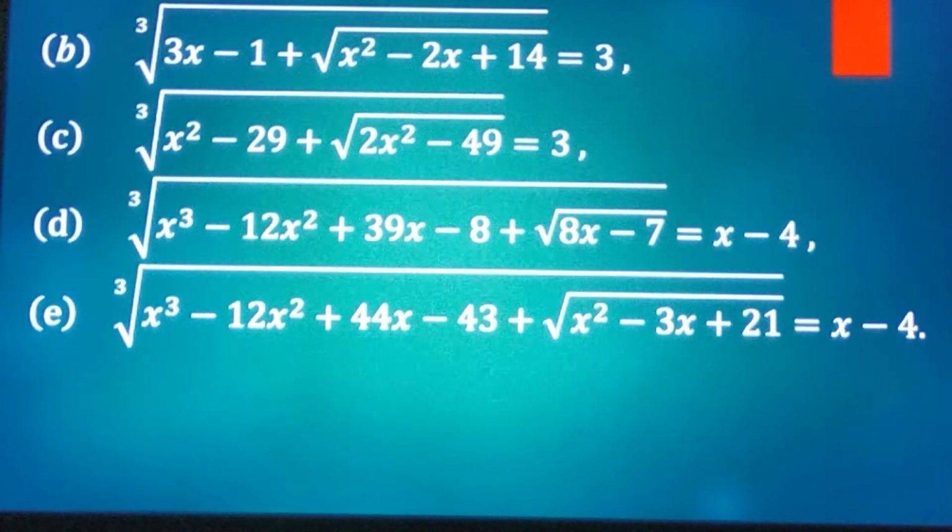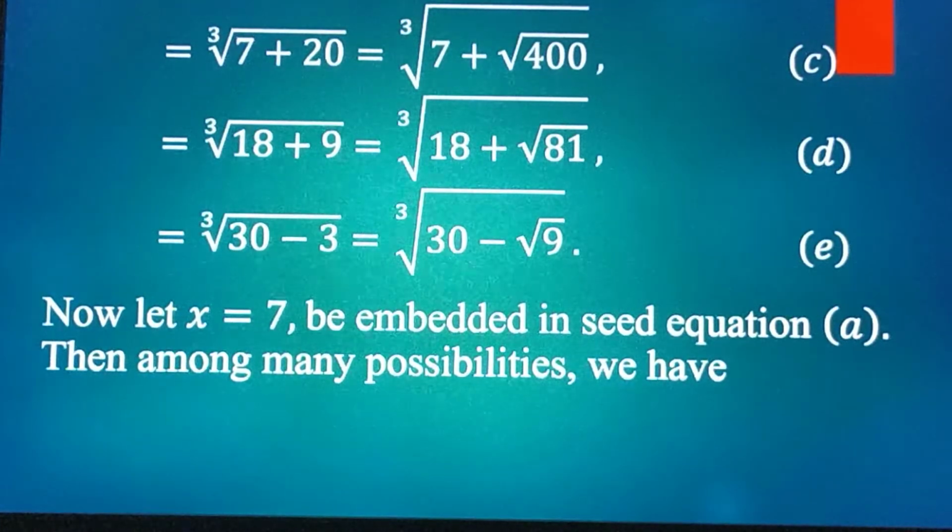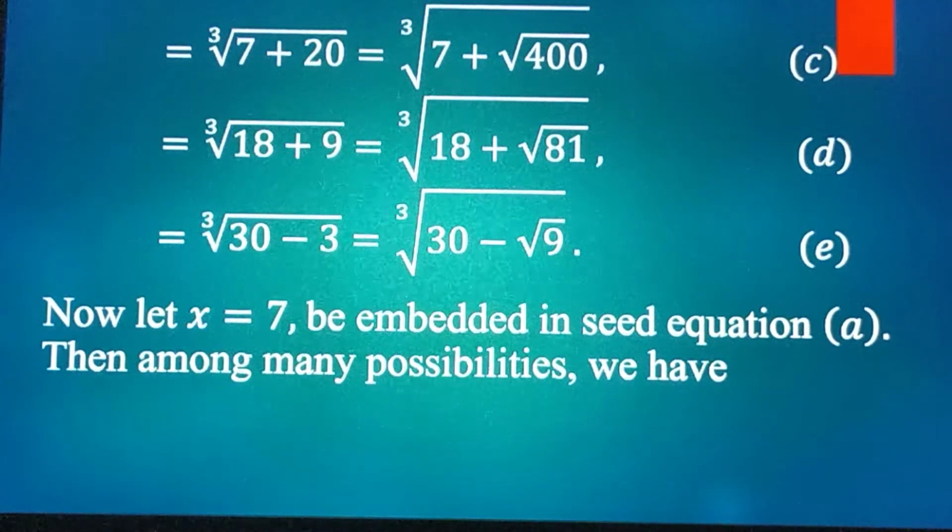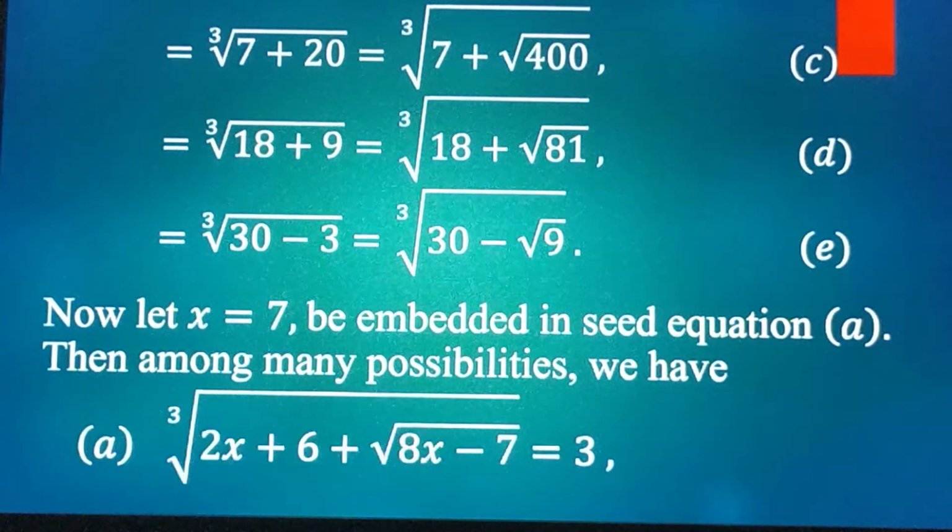In letters D and E, the right side, which is 3, is now written as x minus 4, because our embedded solution is x equals 7. So x minus 4, that is 7 minus 4 equals 3. Let's go back.